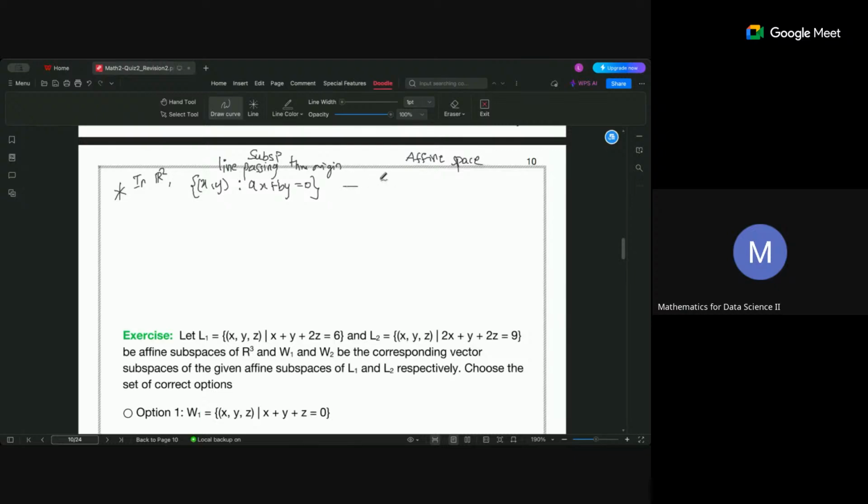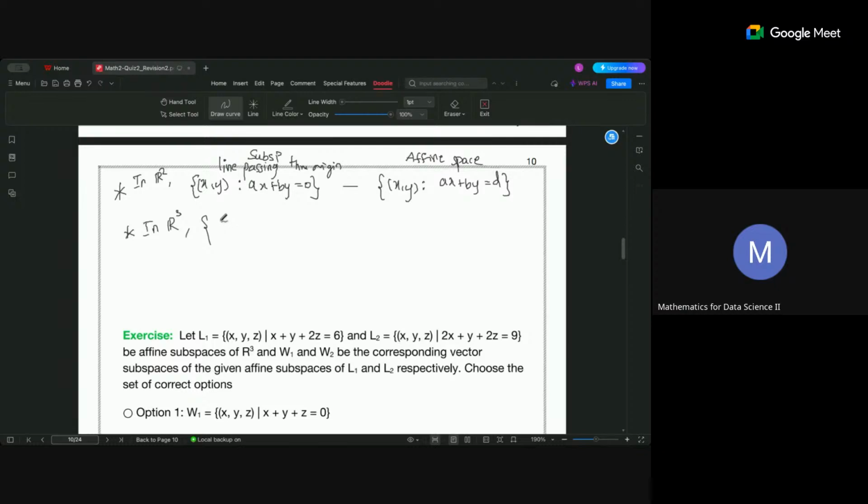It is of the form set of all (x, y) such that ax plus by is equal to d. Here you can represent z in terms of x and y. From there you can do the operation and you will get the set. So for R3, we can write a similar thing.